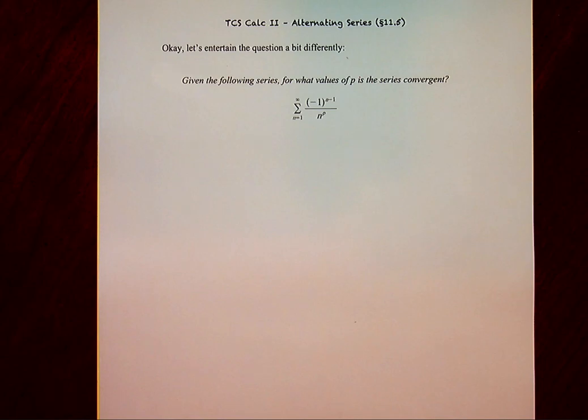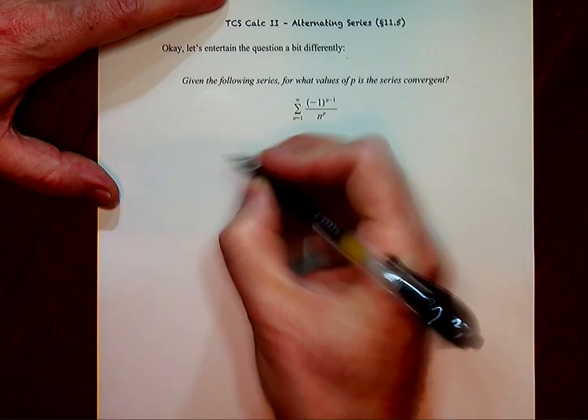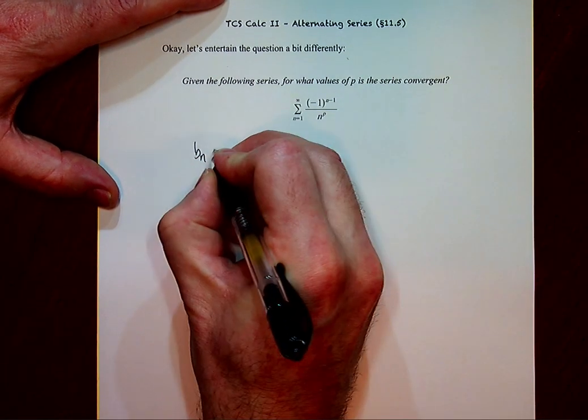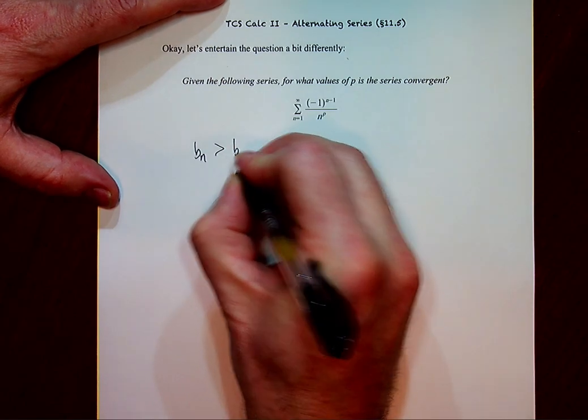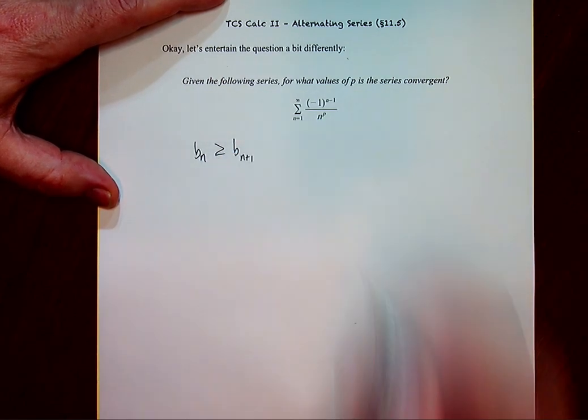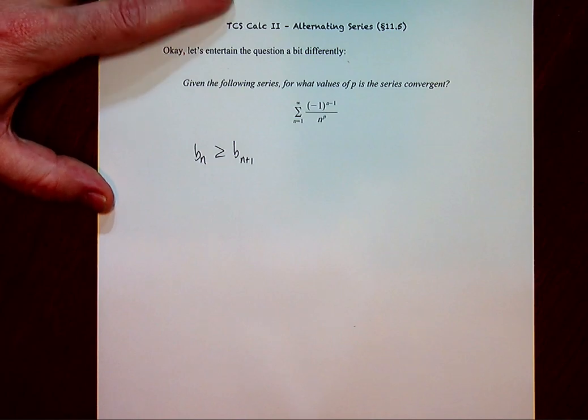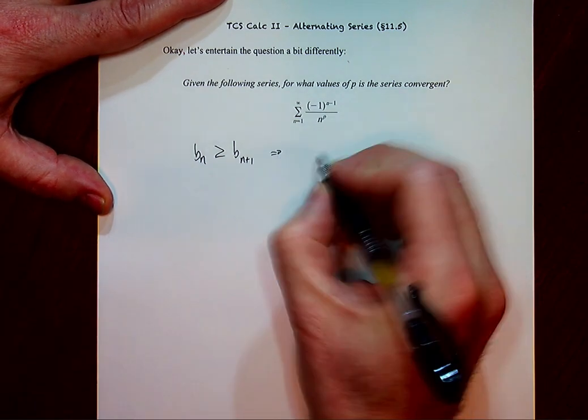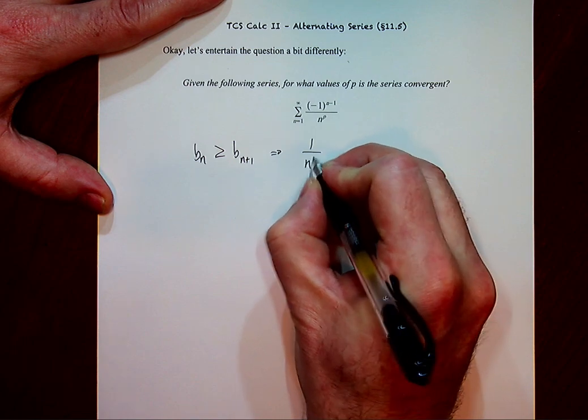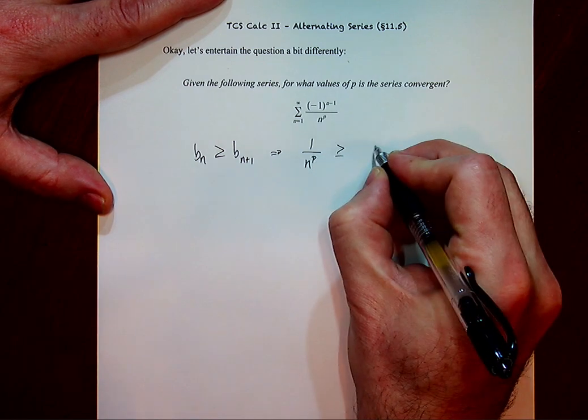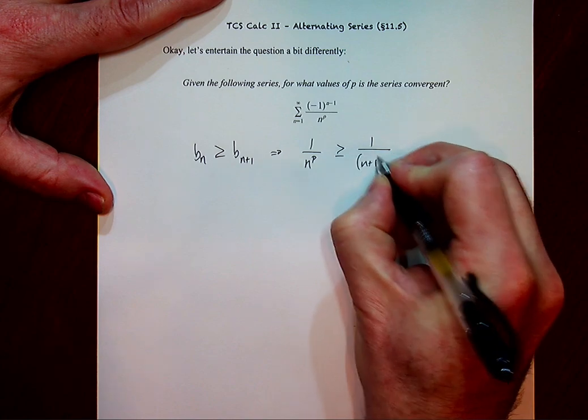Now, let's entertain the question a little bit differently. It said, for the following series, what values of p give me a convergent series? Okay. Well, remember that the test stipulates that my b sub n needs to be greater than my b sub n plus 1, or greater than or equal to. Alrighty. Well, what that means is my 1 over n to the p needs to be greater than or equal to 1 over n plus 1 to the p.